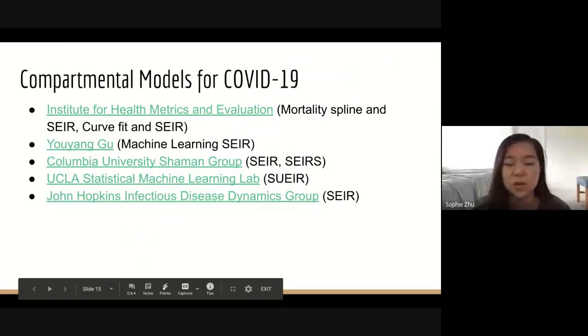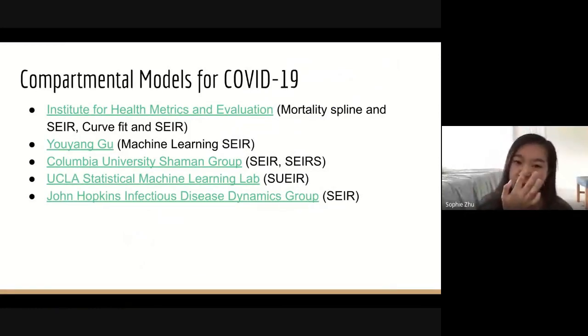Okay. So now that we've had a little overview of compartmental models, I do want to just point out some of the top ones or some of the reoccurring ones that I've seen and that you may have seen. So these include the Institute for Health Metrics and Evaluation model, which I'm sure everyone has heard about from the White House, as it is one of the models that they commonly point to for recommendations and expected cases and deaths.